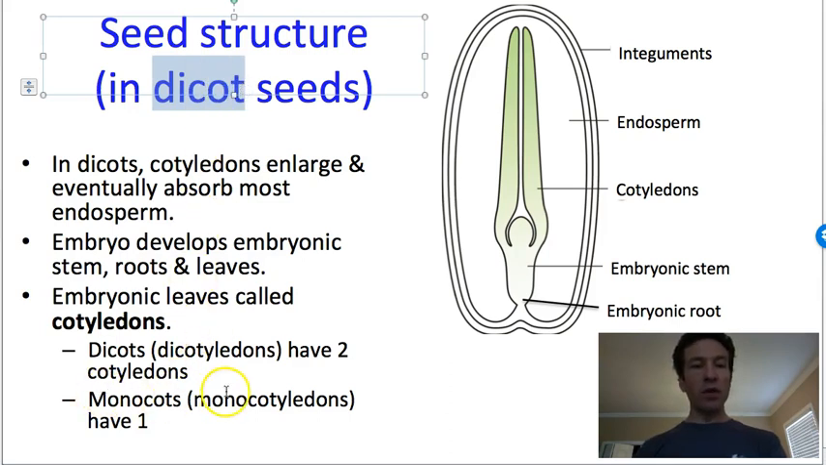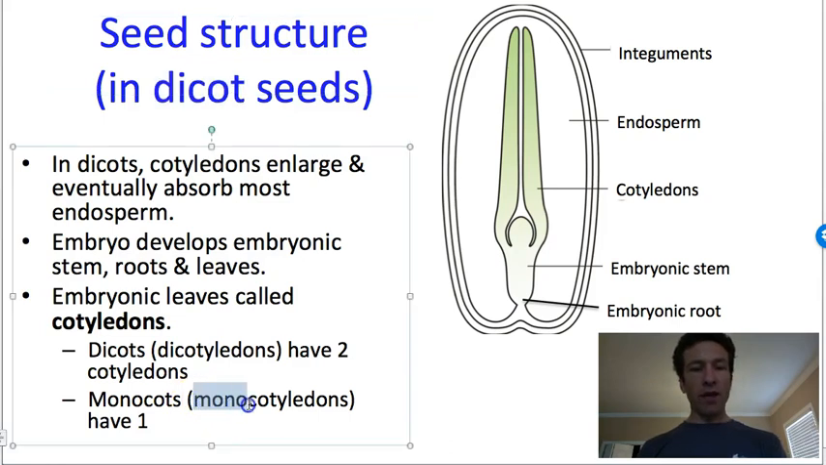We'll see when we do talk about monocot seeds that they have only one of them. The prefix for one is mono, and so we're going to call them monocotyledons. In addition to the embryonic leaves or cotyledons, we're going to see a couple more structures. There's going to be an embryonic stem right here, beneath the cotyledons, and at the very base of it is going to be an area that becomes a root, and I'm just going to refer to that as the embryonic root.